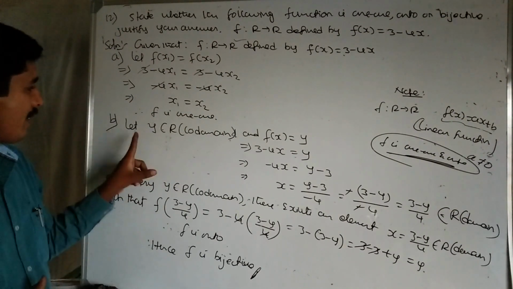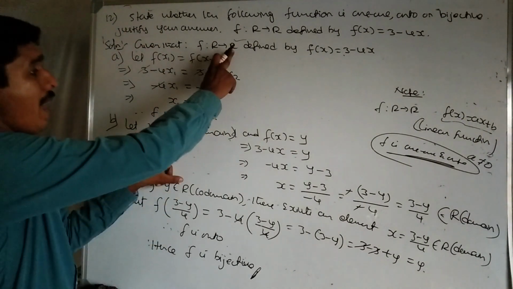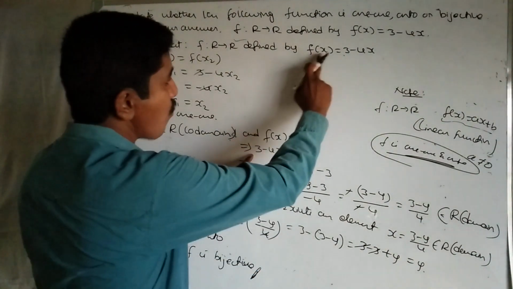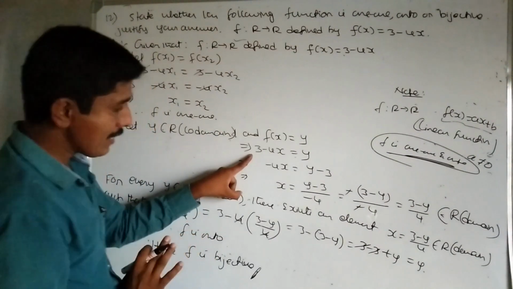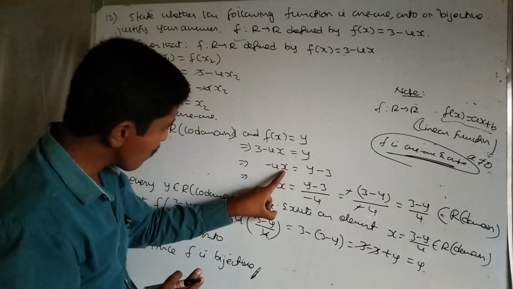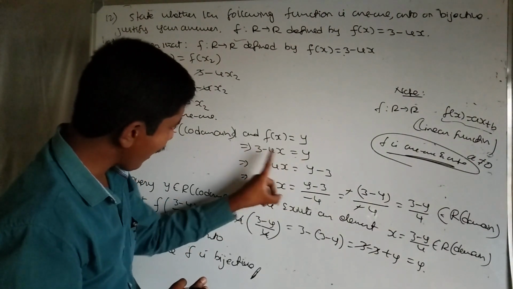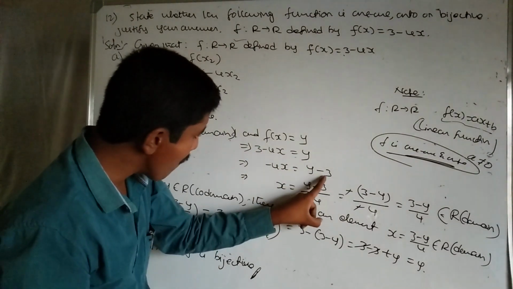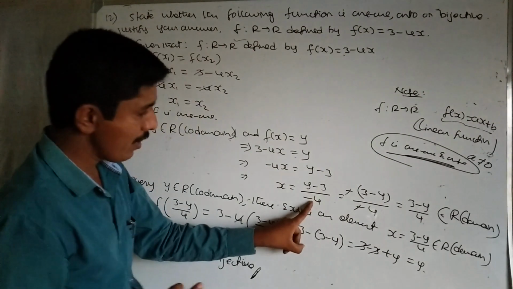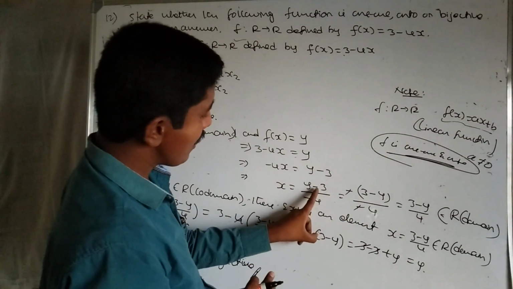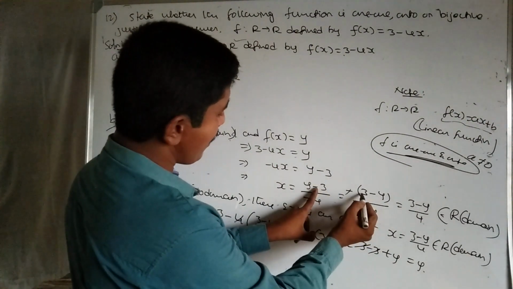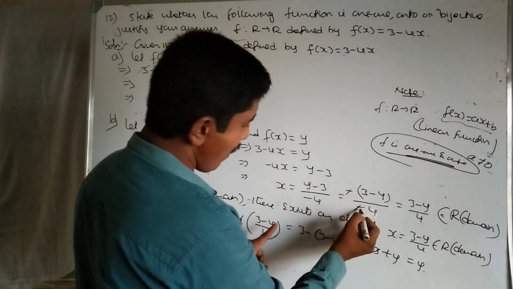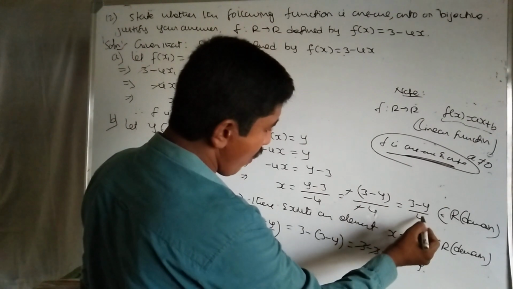Onto means let y belong to our codomain and f of x equal to y. The f of x value is 3 minus 4x. Here find the x value: minus 4x equal to y. Taking the right side, plus 3 becomes minus 3. Then x equal to (y minus 3) divided by minus 4. Here taking minus common, remaining plus 3. In plus, minus common, remaining minus y. Minus gets cancelled: (3 minus y) by 4.